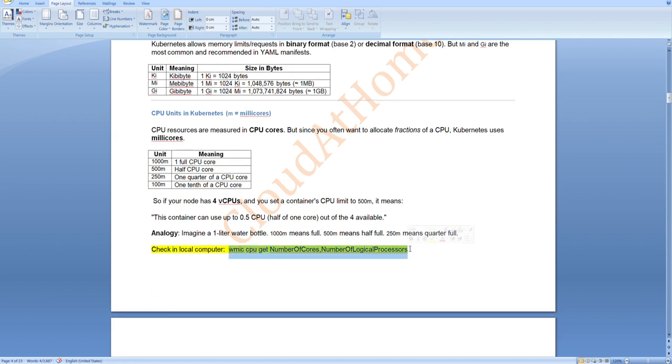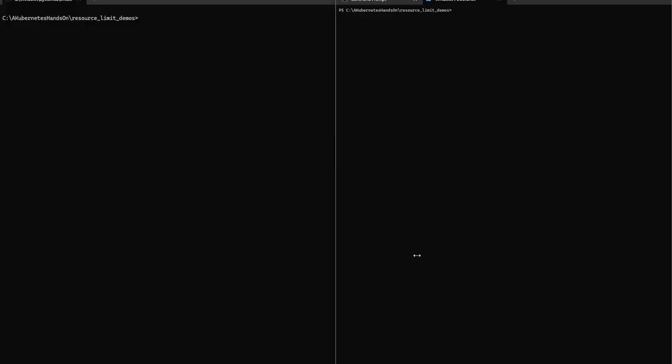Okay, so you can check this in your local also, like how many vCPUs you have. If you go to your command prompt and enter this, it will tell you how many vCPUs and logical processors you have. So this command you can execute.